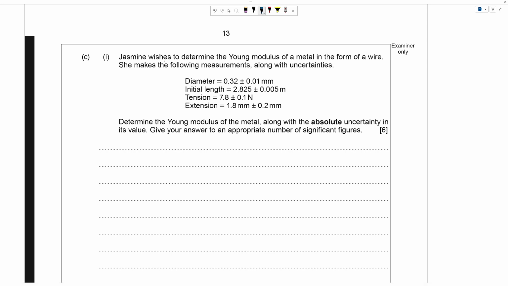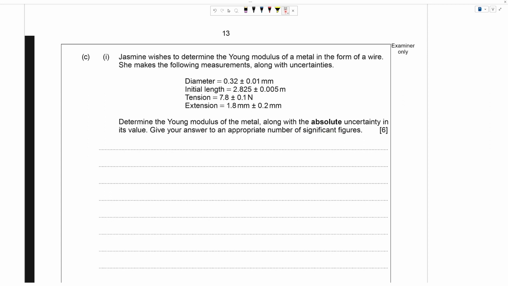Jasmine wishes to determine the Young modulus of the metal. In the form of a wire, she makes the following measurements with uncertainties. Okay. Determine the Young modulus of the metal along with the absolute, and look, it's in bold, the absolute uncertainty. Give your answer to an appropriate number of significant figures.